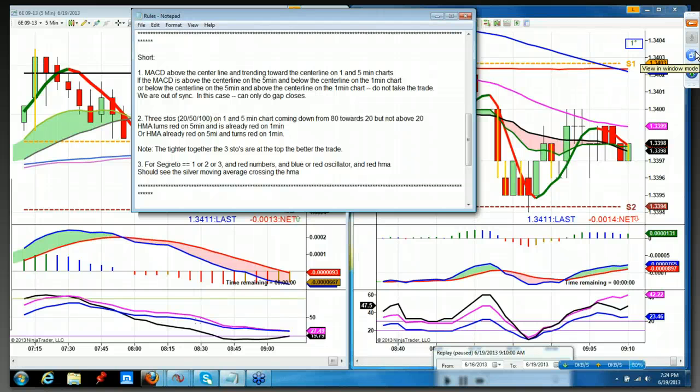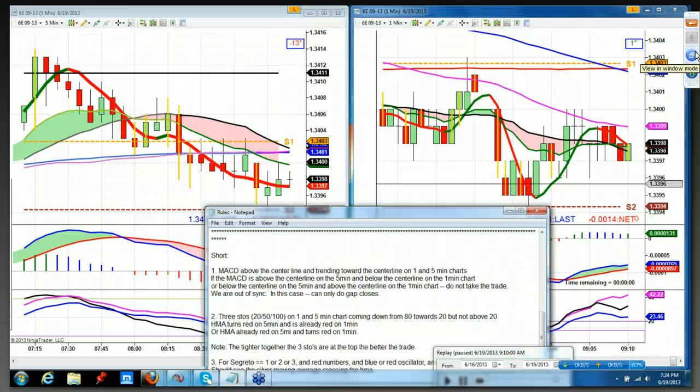The 3 stochastics down below, on the 1 and 5 minute, you want them coming down from the 80 line, which is this line right here. See how it says 80 or close to it? And you want those guys coming down, and the tighter, the better. And you want matchy-matchy on the stochastics on the 5 and the 1. And you want matchy-matchy on the MACD on the 5 and the 1. And then obviously the 5 minute chart doing something similar to what the 1 minute chart is doing.